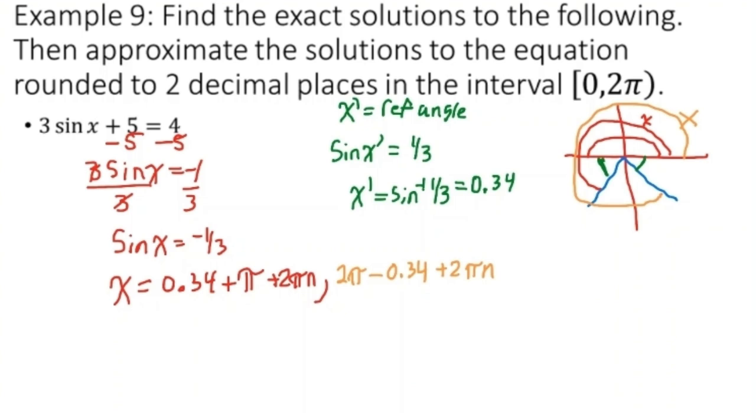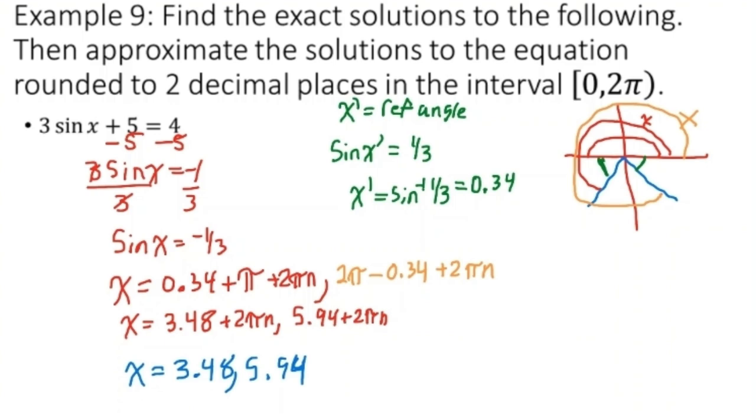If we simplify and approximate the 0.34 plus pi and the 2 pi minus 0.34, we get 3.48 plus 2 pi n and 5.94 plus 2 pi n as our two families of solutions. If we plug in our values of n, anything negative or positive will make our angle too small or too big. So the only n value that will work is 0, and our solutions are approximately 3.48 and 5.94.